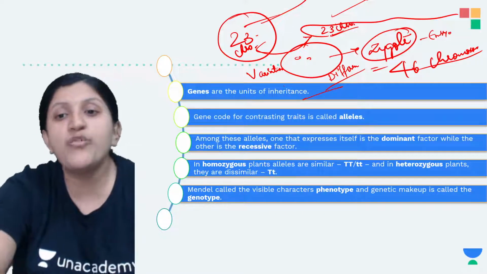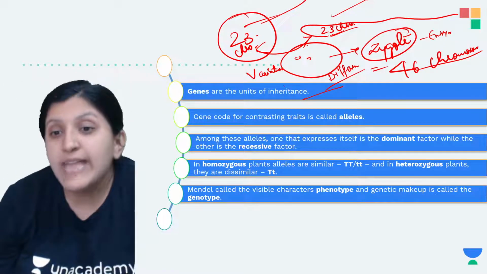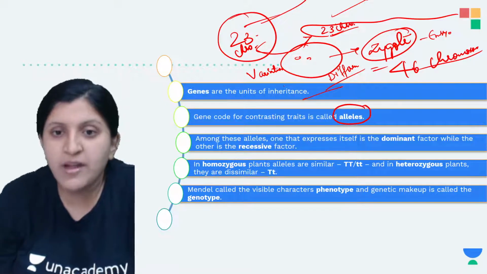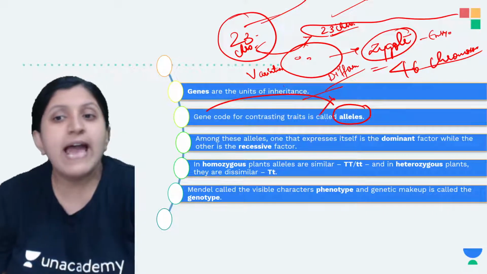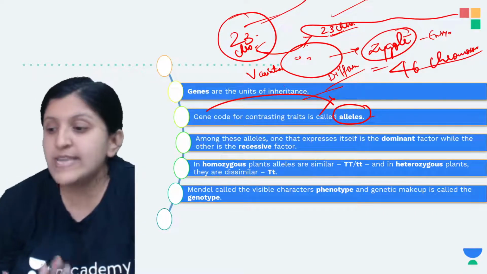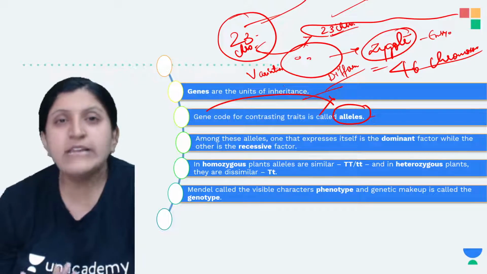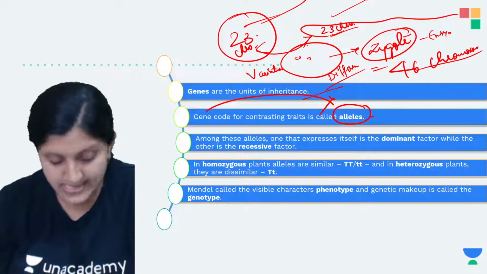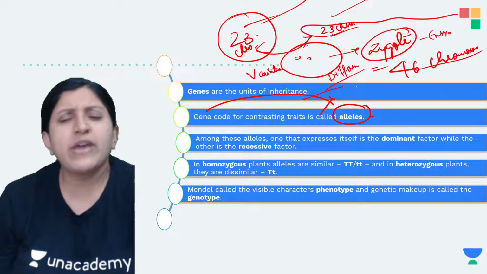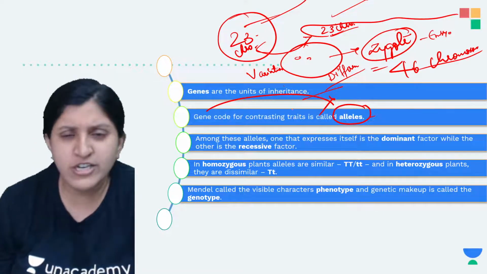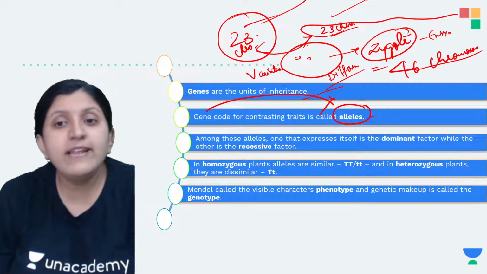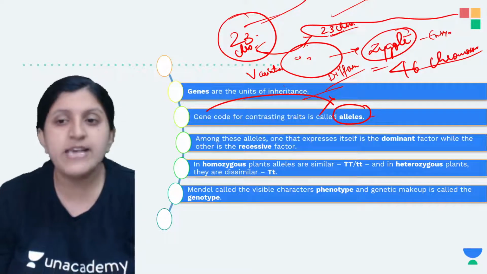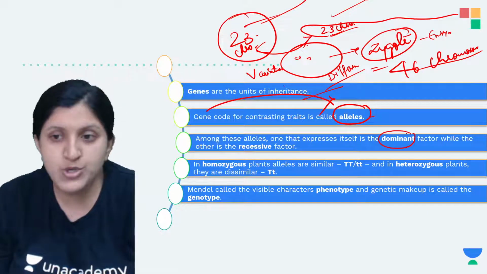Now genes code for contrasting traits. As I mentioned, the alternative forms of a gene are the alleles, and these alleles are going to express themselves in an independent way. Now among these alleles, one expresses itself. So genes are there, and there are alternative forms, that is the alleles. In that, one of the alleles is expressing itself, which we call a dominant one.